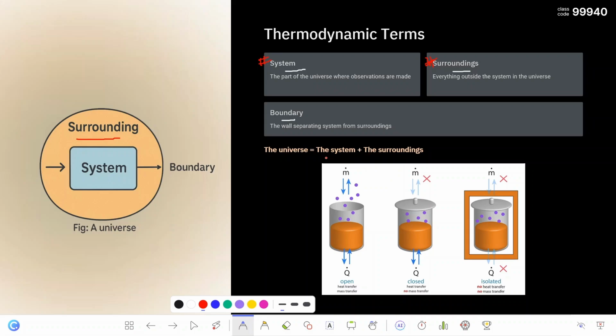So system and surroundings together are called the universe. If you take the sum of system and surroundings, that is called the universe. This total full portion is called the universe.